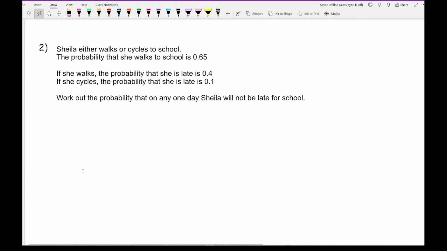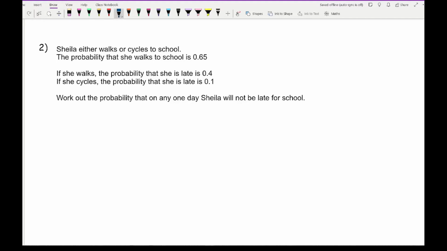So moving on to question 2, it says Sheila either walks or cycles to school. The probability that she walks to school is 0.65. If she walks, the probability that she's late is 0.4. If she cycles, the probability she's late is 0.1. Work out the probability that on any one day, Sheila will not be late for school.